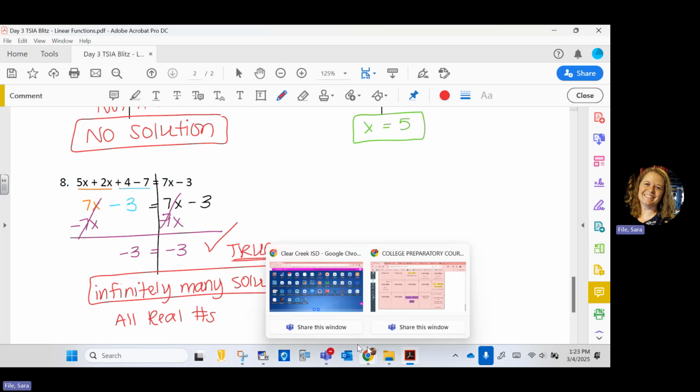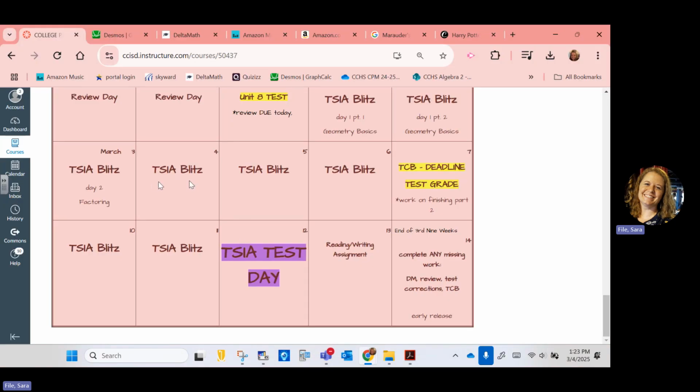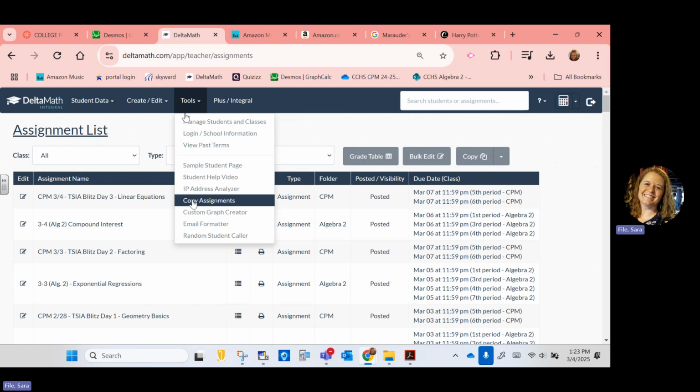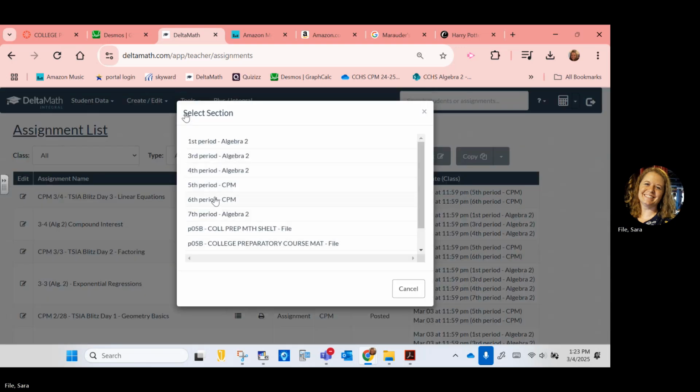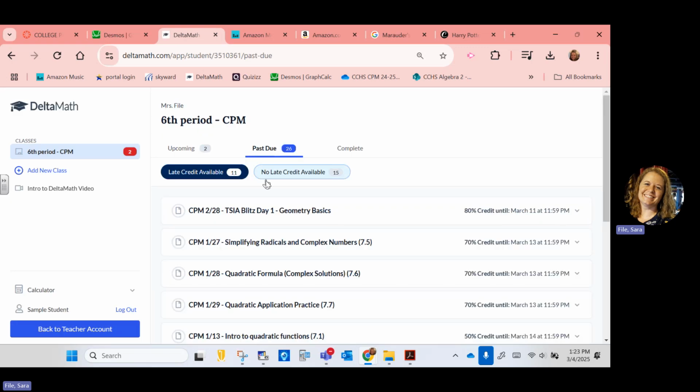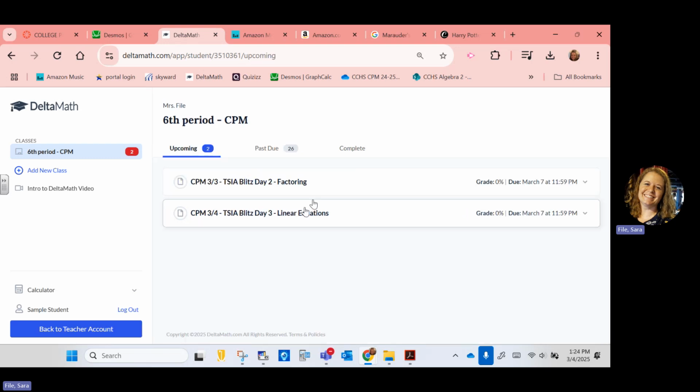All right, if y'all take a look at our calendar here, we did day 3 today. I've activated it in Delta Math here. You should see day 1, 2, and 3. Day 1 is past due. Day 1 is from last week. We talked about geometry basics. If you have not finished day 1, it's still here available at 80% credit. Okay, but you might want to work on day 2 and 3 first because you can still get full credit on those. Both of these are due by the end of the week, which is Friday, so the 7th.